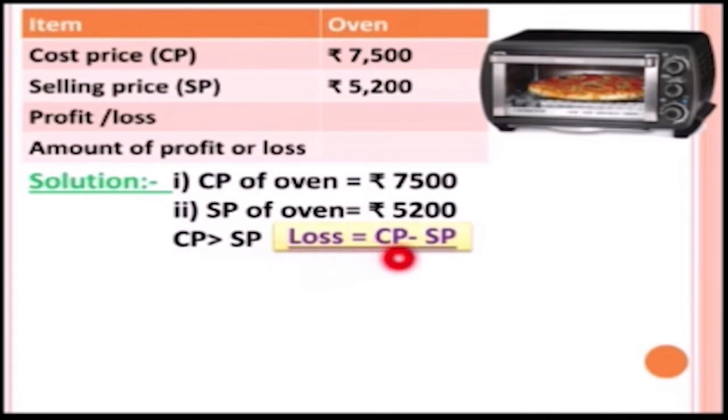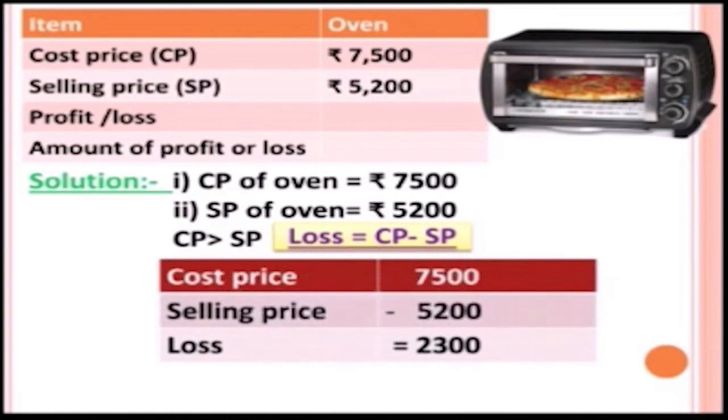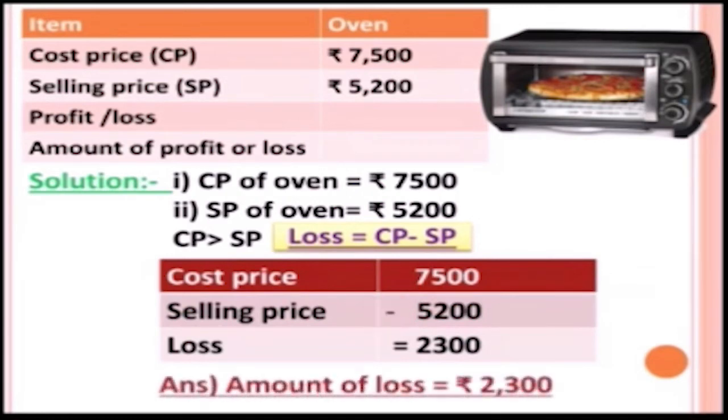So loss is equal to CP minus SP. Now here we will subtract the selling price from the cost price, right? So here 0 minus 0 will be 0 and again 0 minus 0 will be 0. Then 5 minus 2 will be 3 and 7 minus 5 will be 2. So there is a loss of rupees 2300, right? So the answer is the amount of loss is equal to rupees 2300.